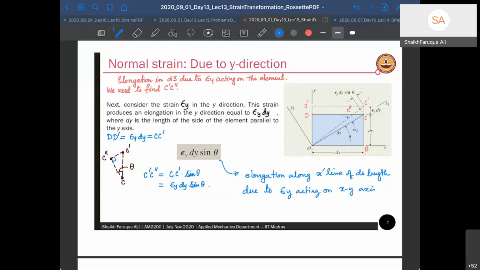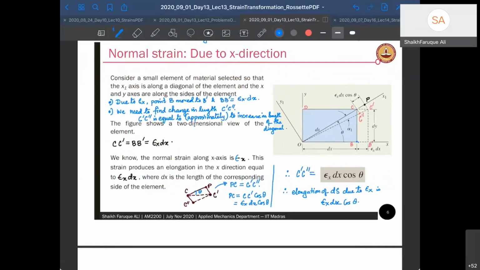Same thing I can write for this: epsilon x dx cos theta is the elongation along the x dash line with length ds, right? Due to strain epsilon x.